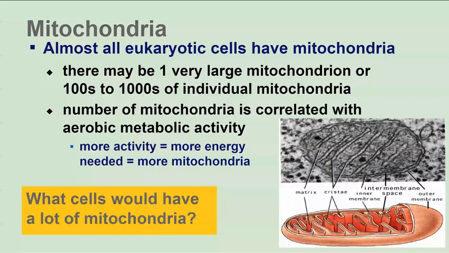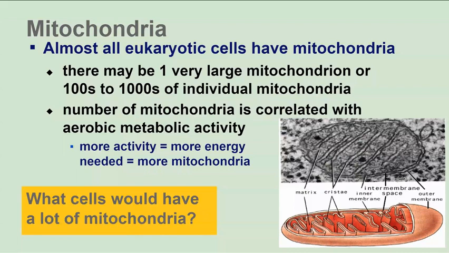Mitochondria are very important. Almost all eukaryotic cells have mitochondria. Some cells have one very large mitochondrion, so that's the singular of mitochondria. Or there could be hundreds to thousands of individual mitochondria in a given cell. And really the number of mitochondria depends on how much aerobic metabolic activity that particular cell is doing. So depending on its job, it may need to do more or less aerobic metabolic activity. And the more activity it's doing, the more energy that cell needs, and therefore the more mitochondria it's going to have.